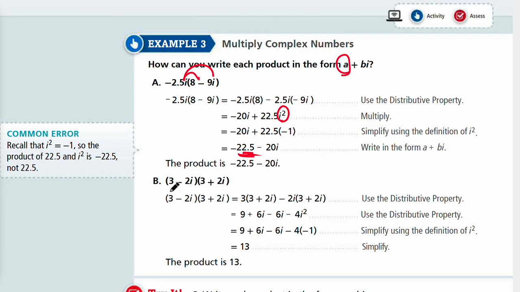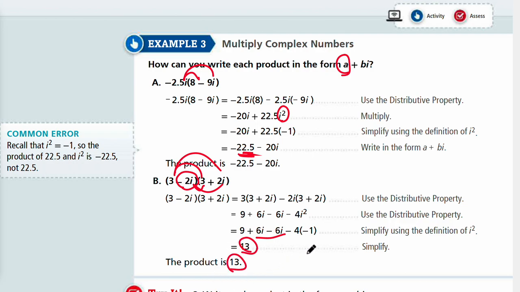Okay. Part B, you're going to multiply the binomials, 3 times 3 and 3 times 2i. And remember, you're going to multiply negative 2i with 3 and 2i here. Then use the distributive property, add the like terms, and simplify. So 9 plus 6i minus 6i would just be 0. And then if you simplify, it's beautiful, with a real number 13.